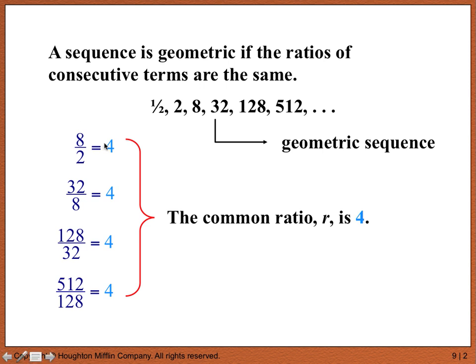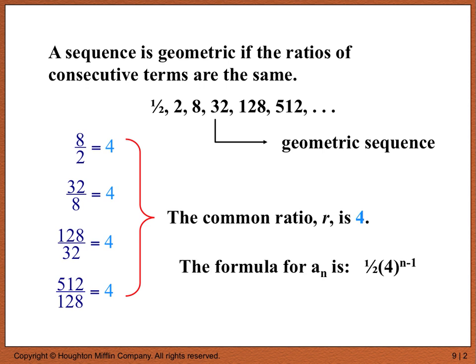Let's look at this example. 2 divided by 1/2 is 4. 8 divided by 2 is 4. 32 divided by 8 is 4. 128 divided by 32 is 4, and so on. So the common ratio r is 4. And therefore, since this sequence has a common ratio, it is considered a geometric sequence.